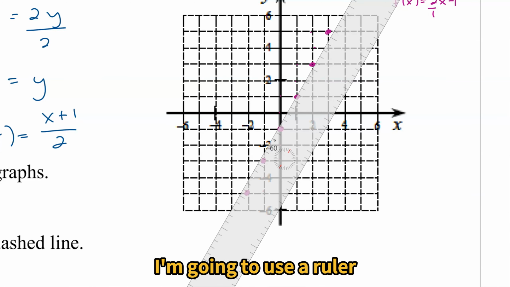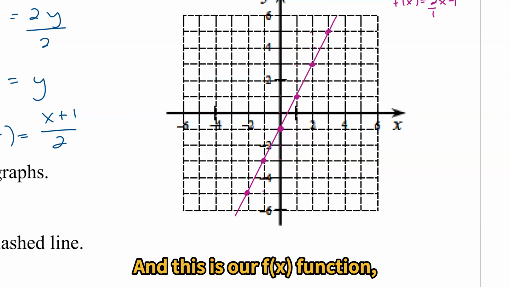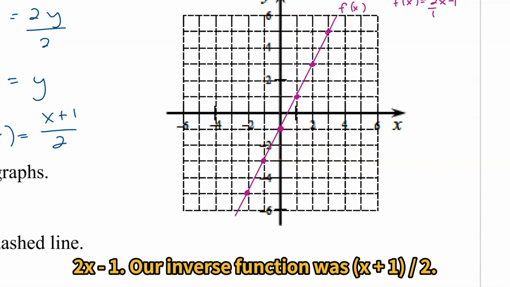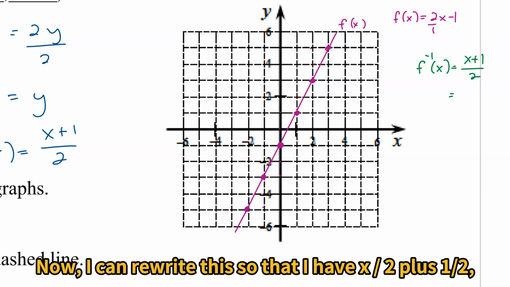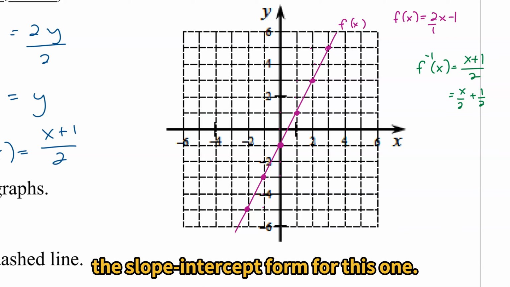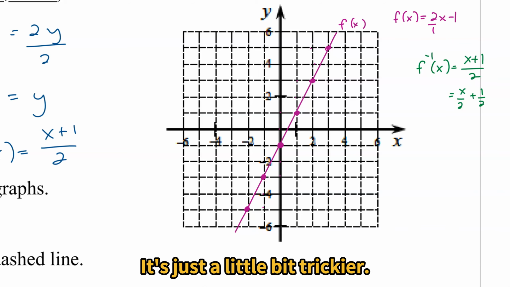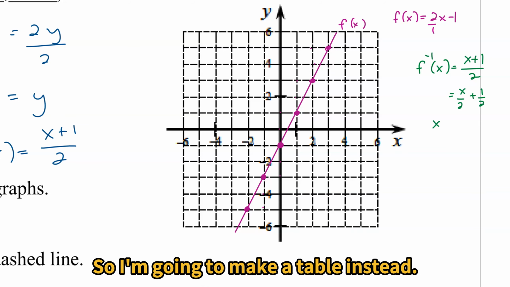I'm going to use a ruler just for the sake of being here and having a ruler. And this is our f of x function, 2x minus 1. Our inverse function was x plus 1 divided by 2. Now, I can rewrite this so that I have x divided by 2 plus 1 half. I could also do slope-intercept form for this one, but it's a little bit trickier, and I don't really want to do that here. So I'm going to make a table instead.